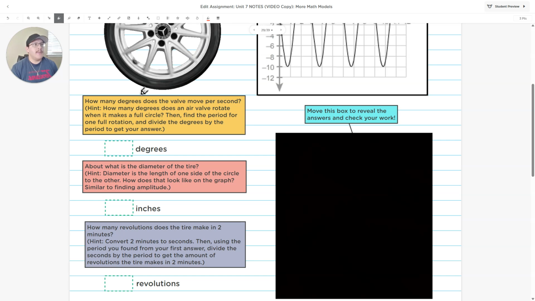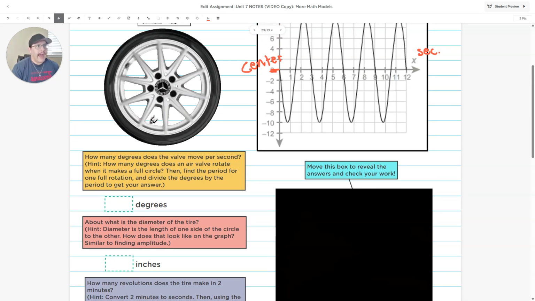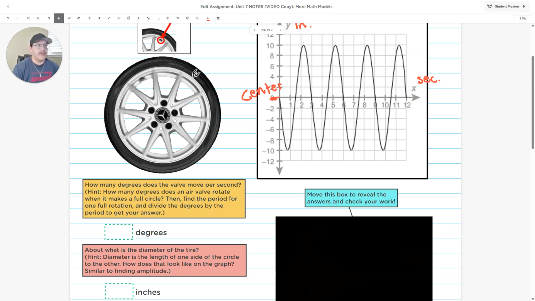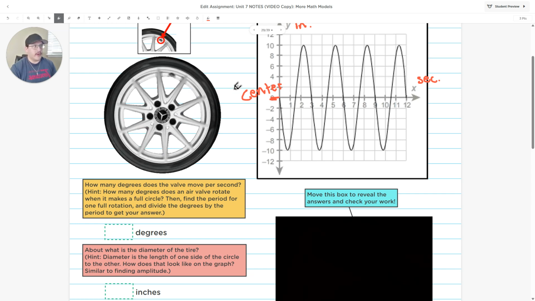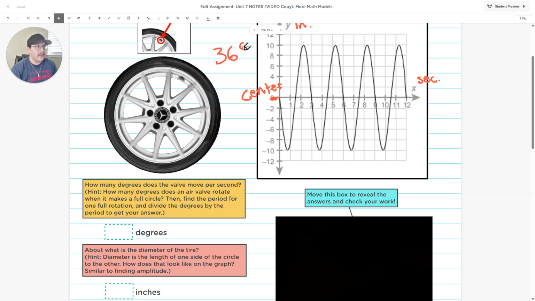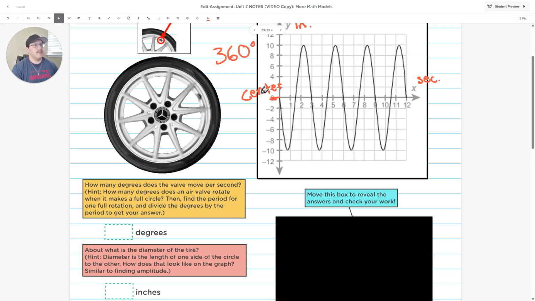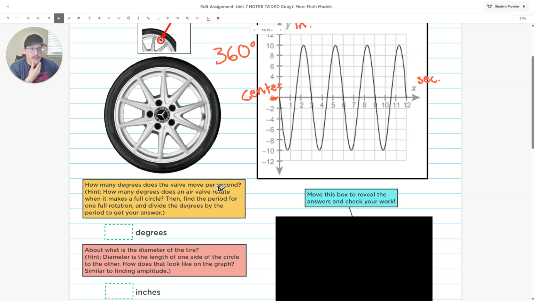Okay. How many degrees does the valve move per second? So this is going to take a little bit of thinking here. How many degrees is the valve traveling for one full rotation? Well, it's traveling in a circle. How many degrees are in a circle? 360 degrees. Okay, so now how many degrees does the valve move per second?